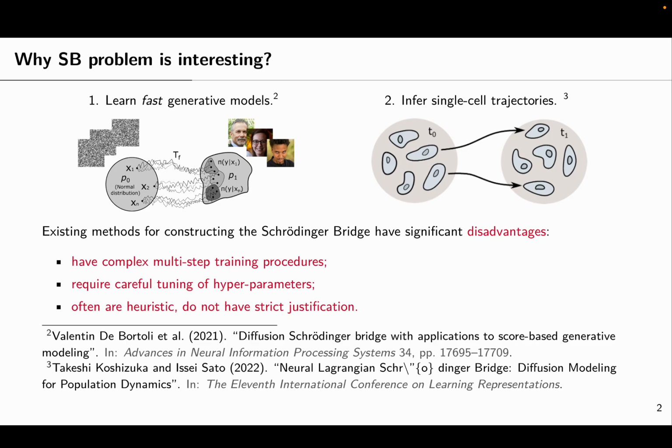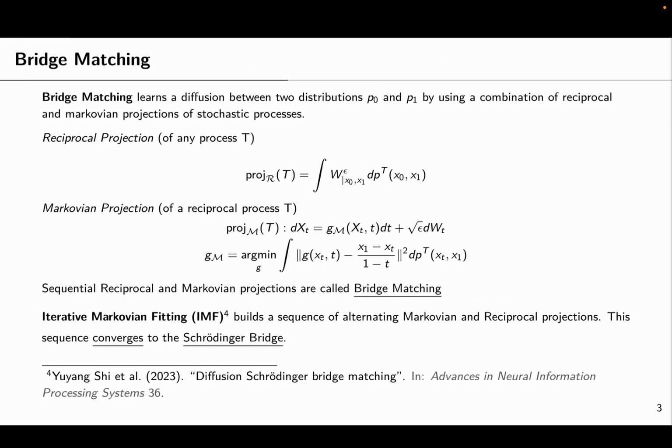However, existing methods for the construction of the Schrödinger bridge have significant disadvantages. They have complex multi-step training procedures, require careful tuning of hyperparameters, are often heuristic, and do not have strict justification. However, recent state-of-the-art methods based on the bridge matching procedure allow to mitigate part of the stated issues.